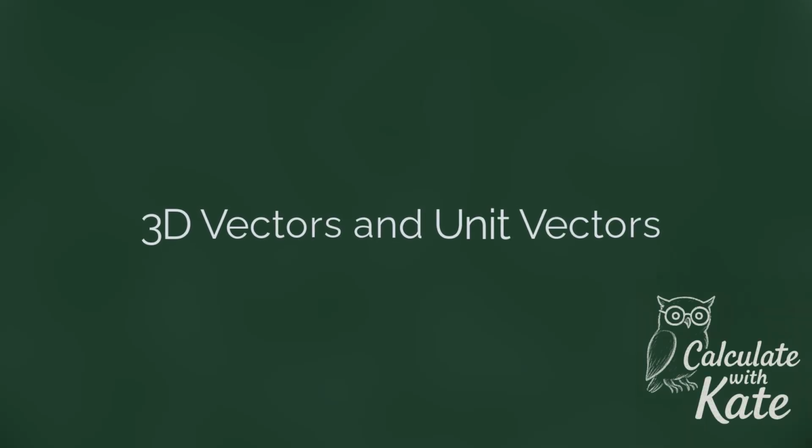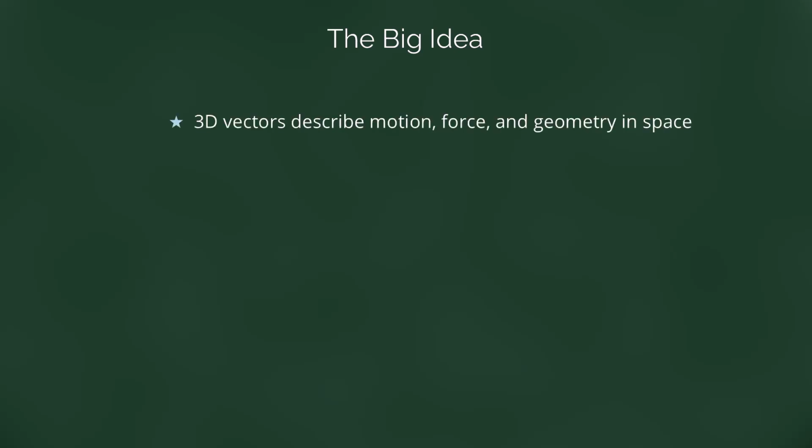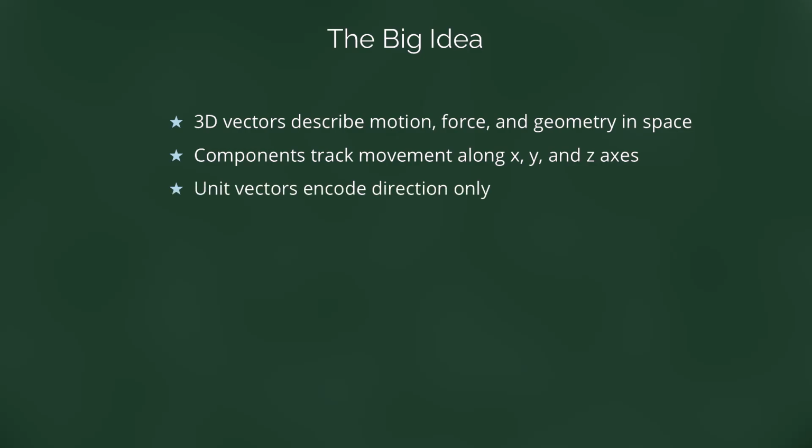Now that we've looked at how we can use coordinates in 3D spaces and how those are similar to what we see in two-dimensional spaces, we're now going to look more specifically at vectors in three-dimensional spaces. We need to look at vectors in three-dimensional space so that we can describe motion, force, and geometry in that space. The components of a vector are going to track its movement along the x, y, and z axes, and unit vectors are going to encode direction only, just like they do in two-dimensional space.